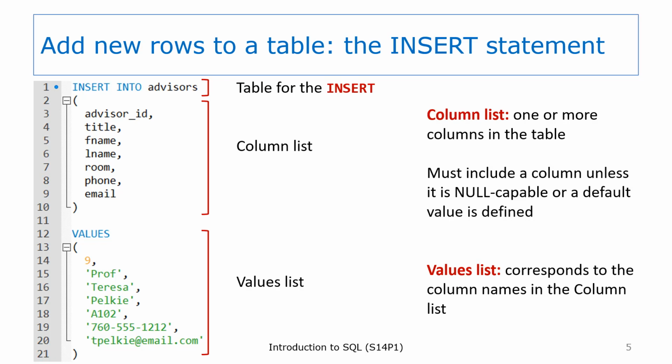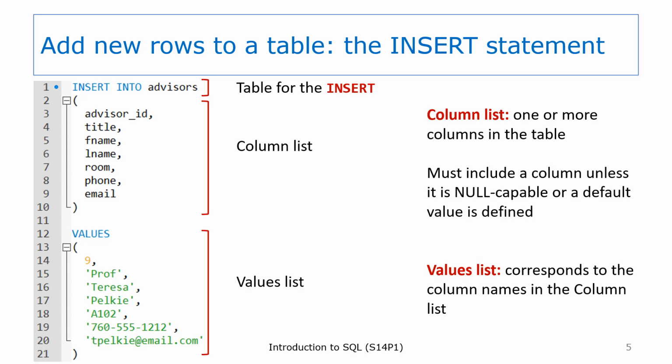To put it another way, if a column is not null capable and it does not have a default value specified, you must include the column name in the column list. Following the closing parenthesis character for the column list, you put the keyword values.